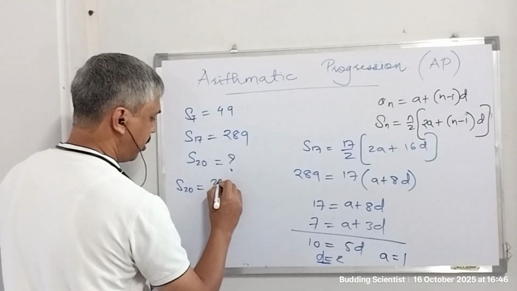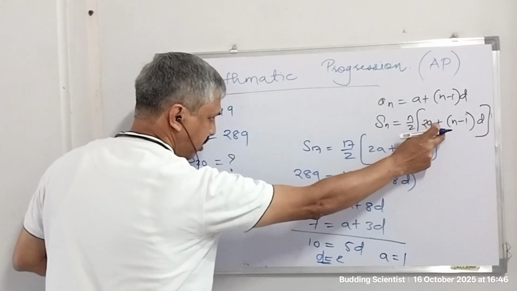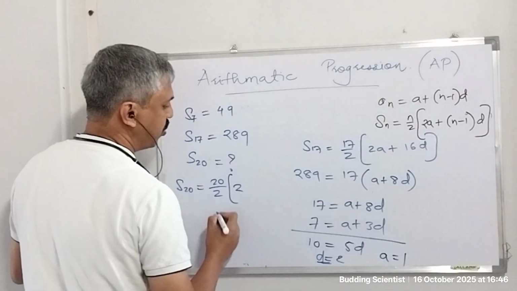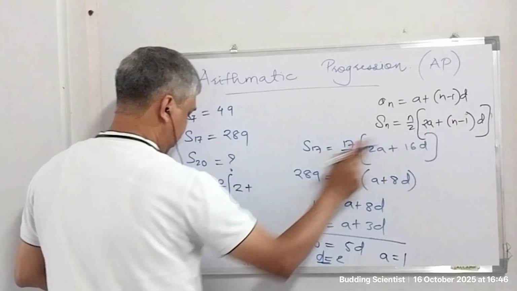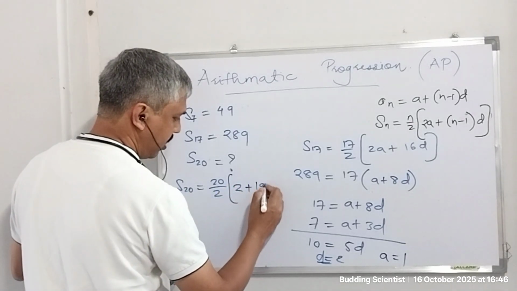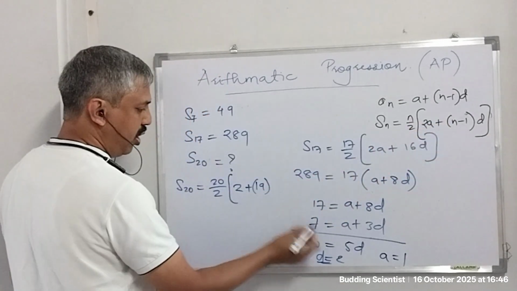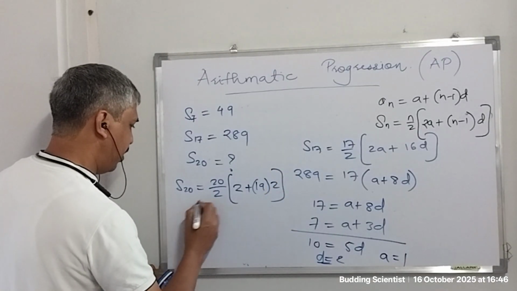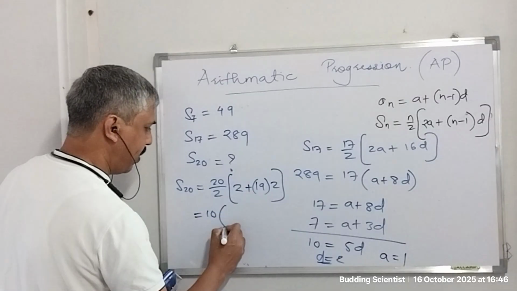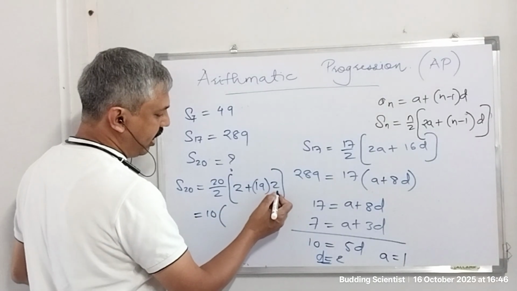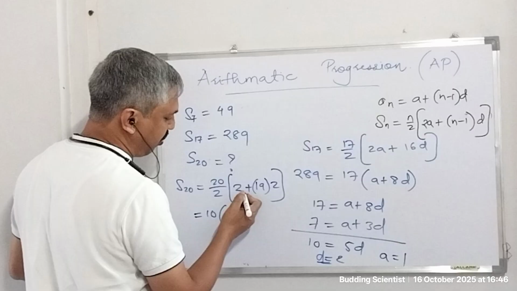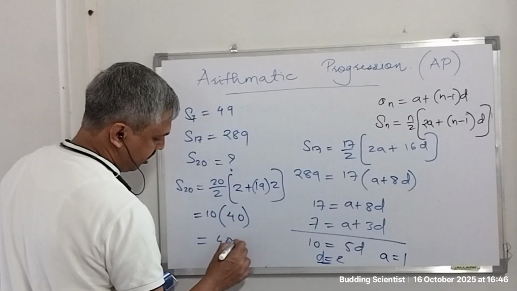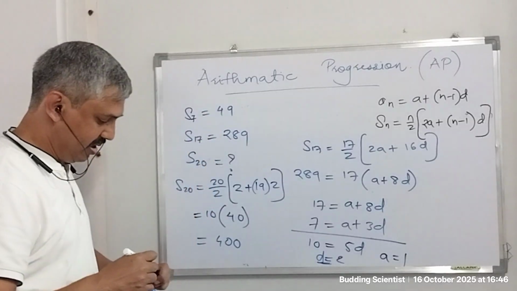S20 is equal to 20 by 2 into bracket 2a. A is equal to 1, so 2 into a is 2, plus 19 (n minus 1 is 19) into d, which is 2. This is equal to 10 into bracket: 19 twos are 38, and 38 plus 2 is 40. 40 into 10 is 400. This indeed is the pattern, है ना?